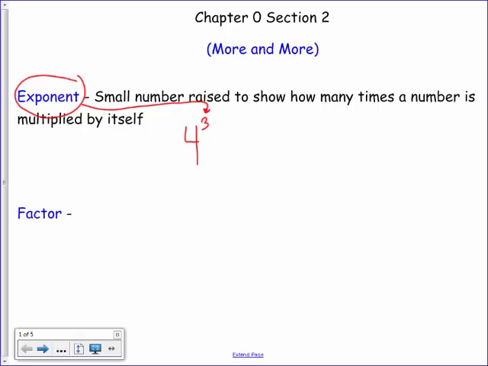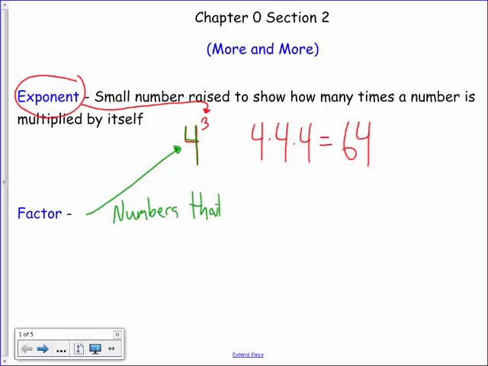It's saying that I'm taking 4 times itself 3 times. So like 4 times 4 times 4, which is 64, okay? Remember, it's not 4 times 3, it's saying how many times it takes to multiply it by itself. And the term factor, well, this 4 right here, that is the factor. Factors are basically numbers that are multiplied.